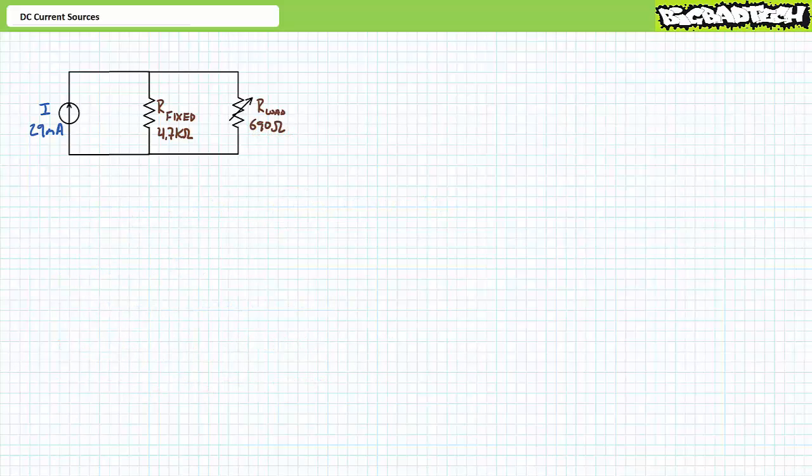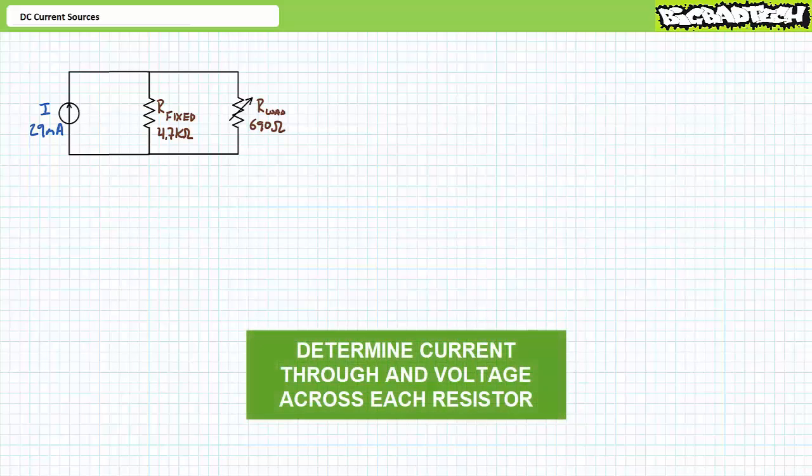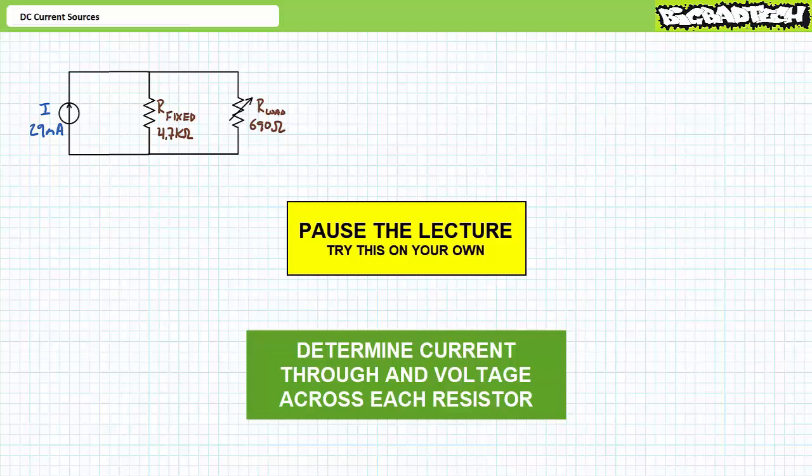Let's say the variable load resistor now changes to 690 ohms. See if you can use similar techniques to solve for the current through each element and the voltage drop across each element. By all means, pause the lecture and try this on your own. If you're tracking, you should have obtained the following results.